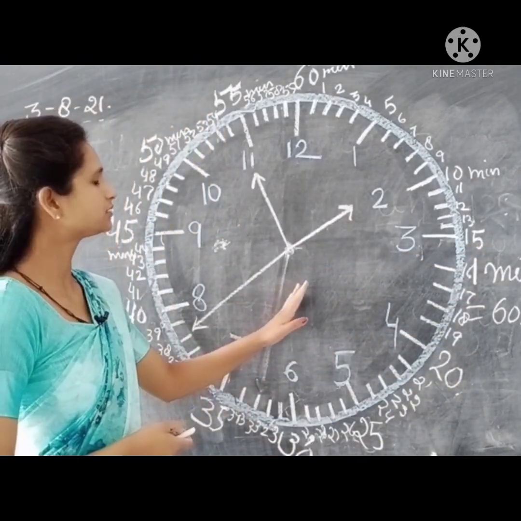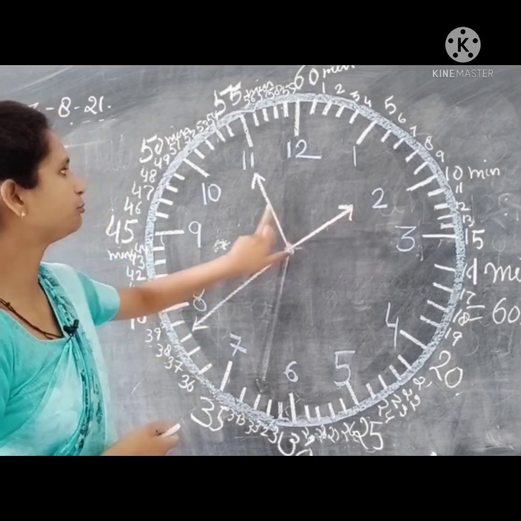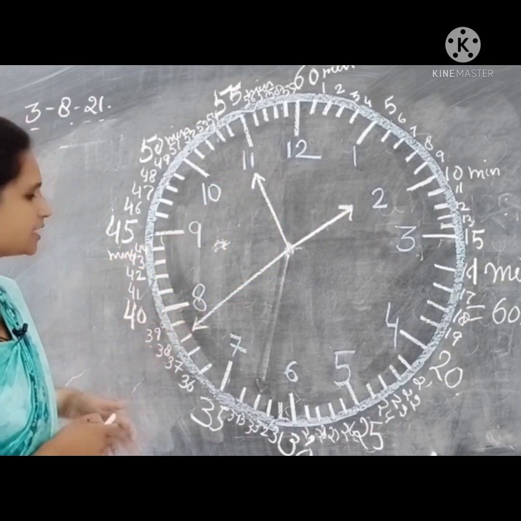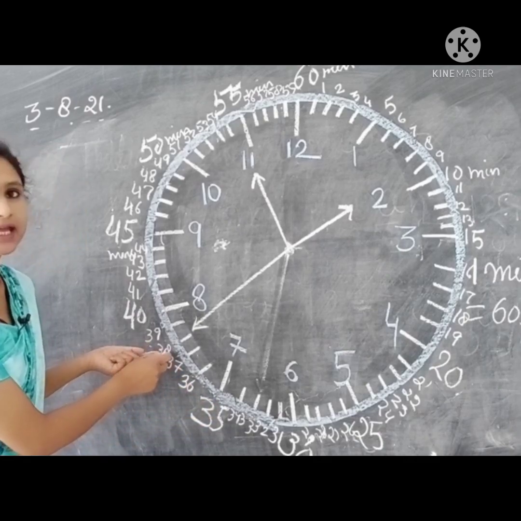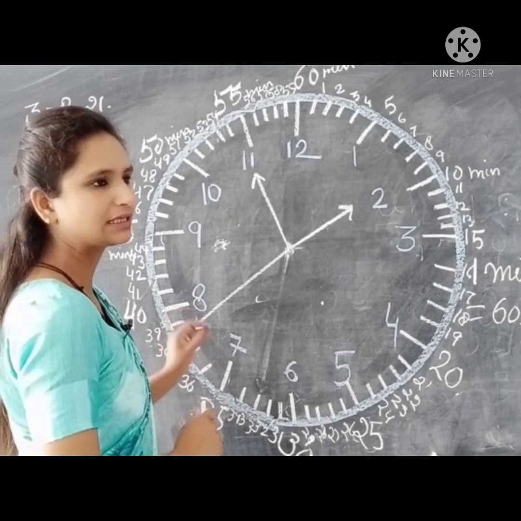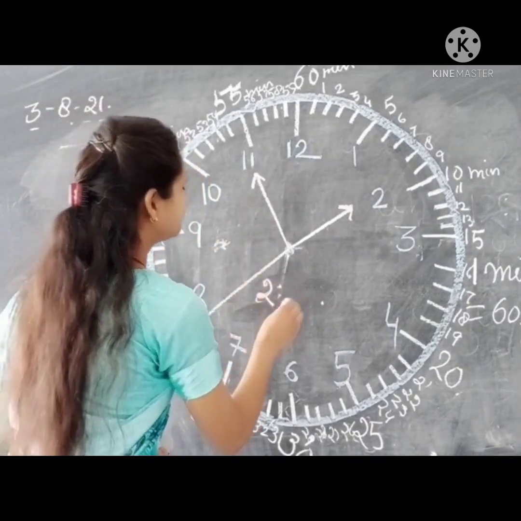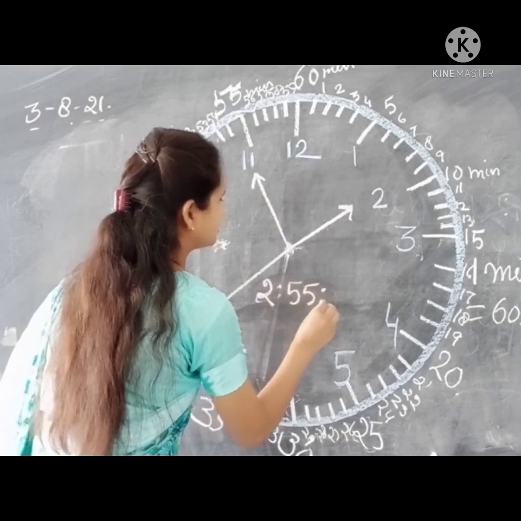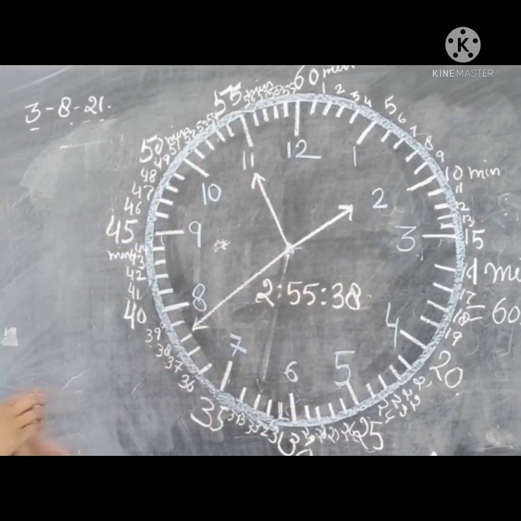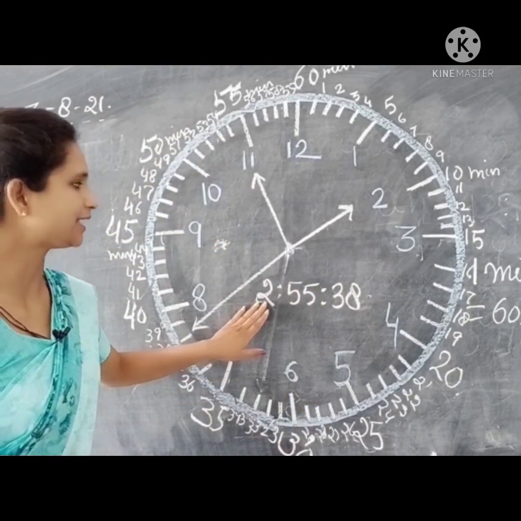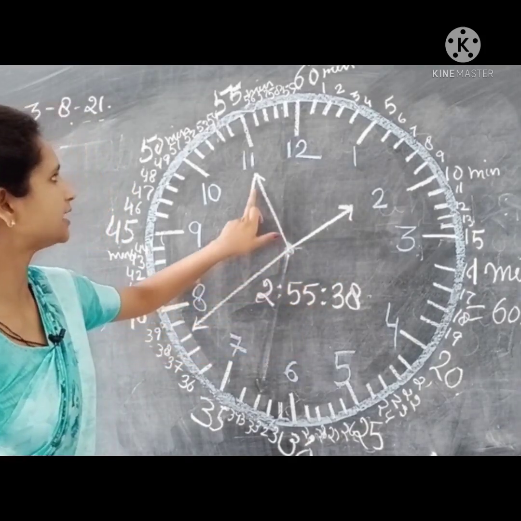Now let us take another example. As you can clearly see, the hour hand is at 2, the minute hand is at 11 and the seconds hand is at 35, 36, 37, 38. So now you can clearly write the time: 2 hours and 55 minutes and how many seconds? 38 seconds. In this way you have to write the timing: first you have to write the hour hand, then the minute hand is at 55.